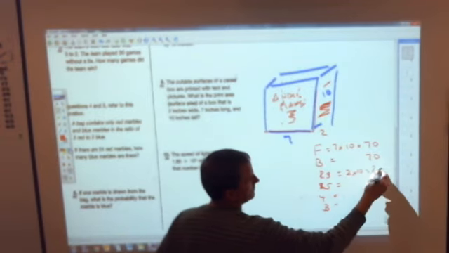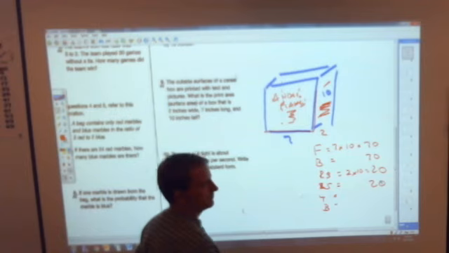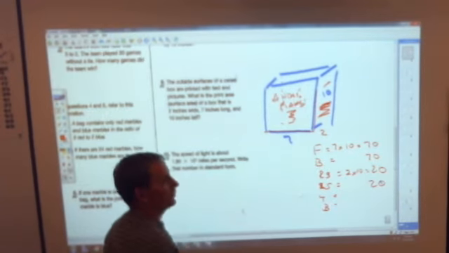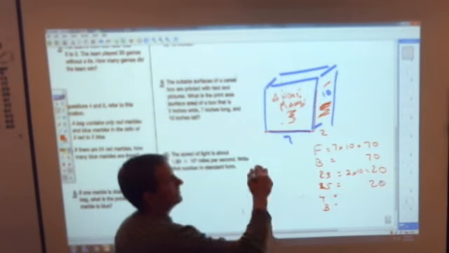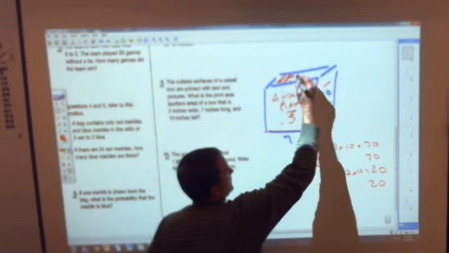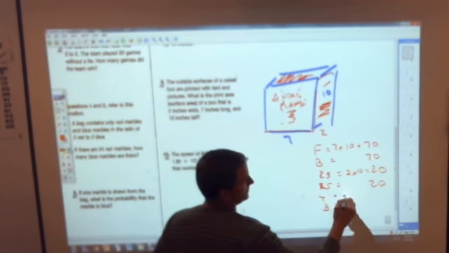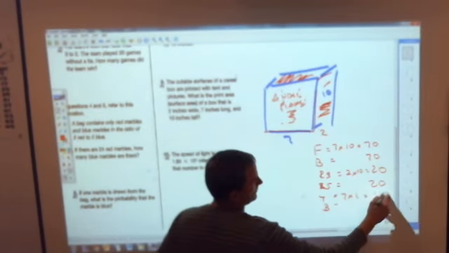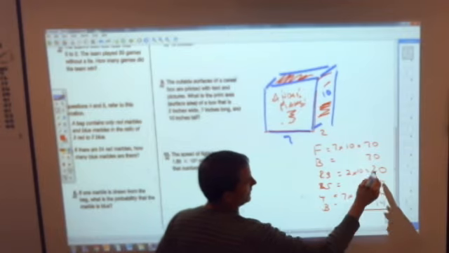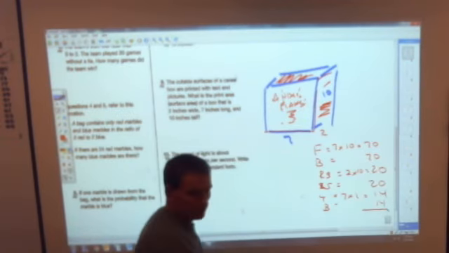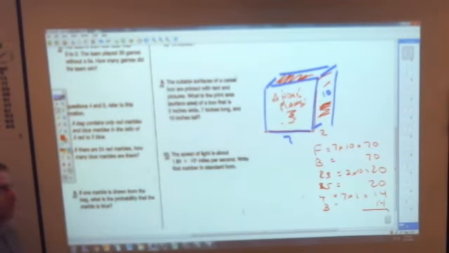Charlie, 20. Did you get 2 20s? No. Is that where we went wrong? And then the top and the bottom, Charlie, is 7 times 2, which is 14. So you got 2 70s, 2 20s, and 2 14s all added together. Yeah. Where'd you go wrong, sir? I messed up.